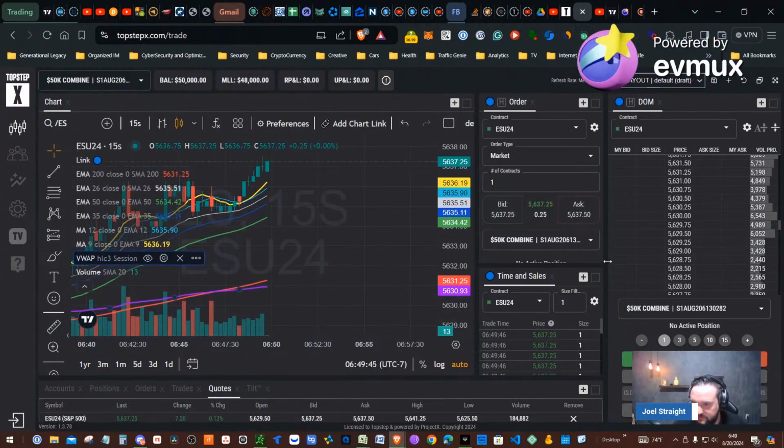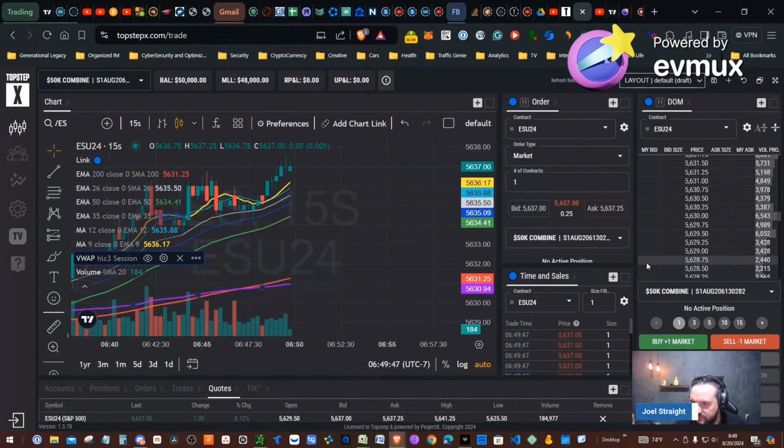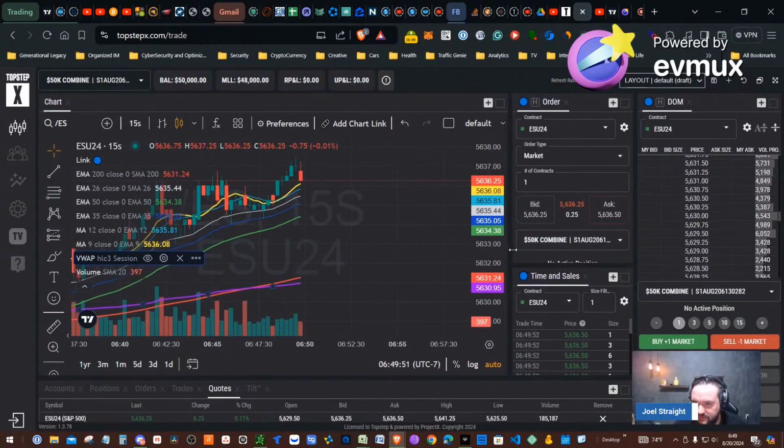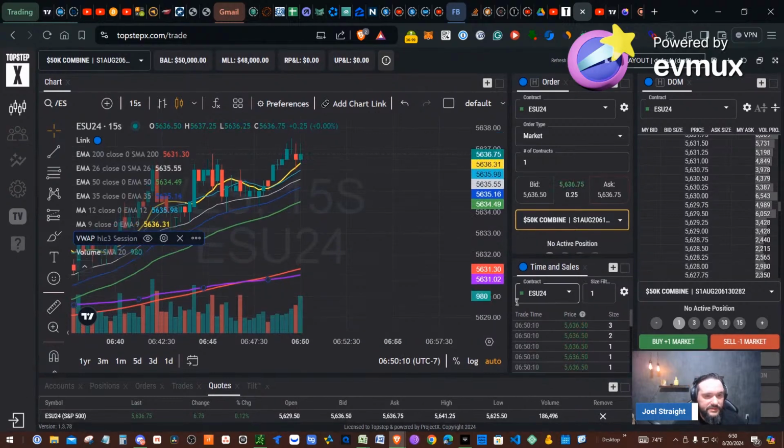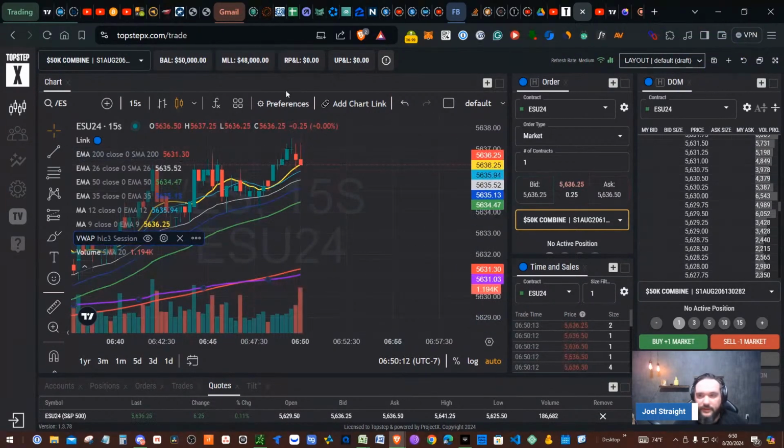Probably adjust these out. I don't need the DOM to be this big. I get a little bit more chart size here. I like that I can just drag these. That's quite nice. They have a trade copier built in. I'm really kind of impressed with all the features that they added to this on TopStep here. They added a lot of cool stuff. Well, that actually gave me a lot more chart space.